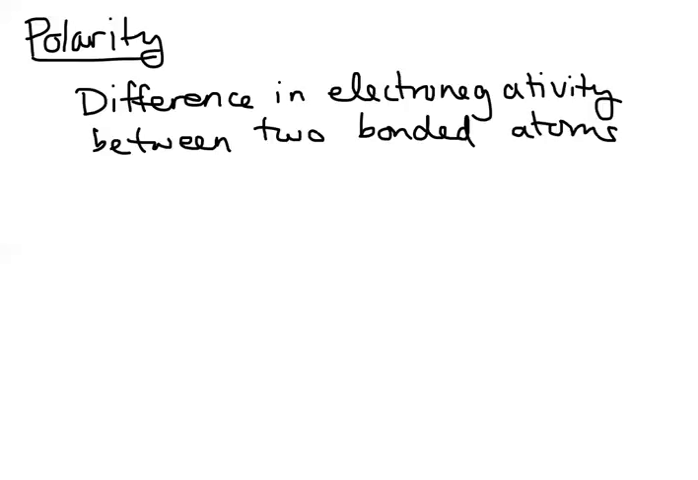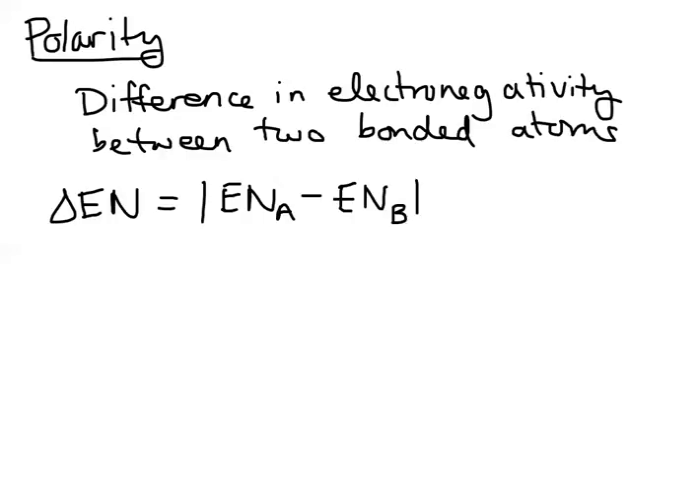And we know this by our delta EN. So our difference in electronegativity is delta EN. That's a triangle. Looks like a Hershey's Kiss, but it's a triangle. And that is equal to the absolute value of the electronegativity of atom A minus the electronegativity of atom B. So our number will always be, it's an absolute value? Positive. It will always be a positive number.